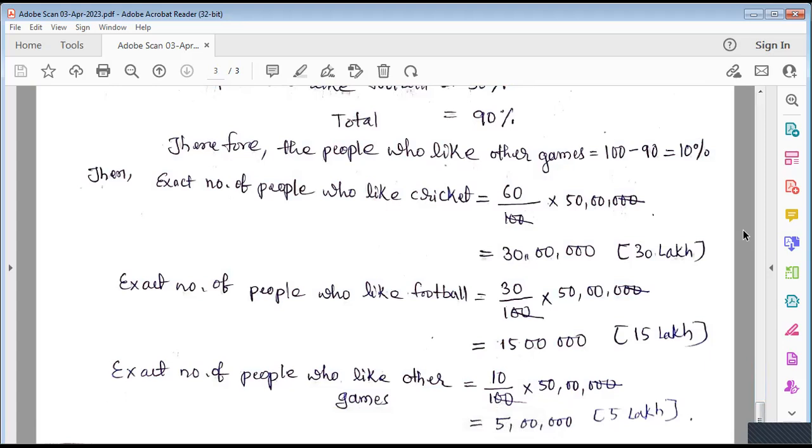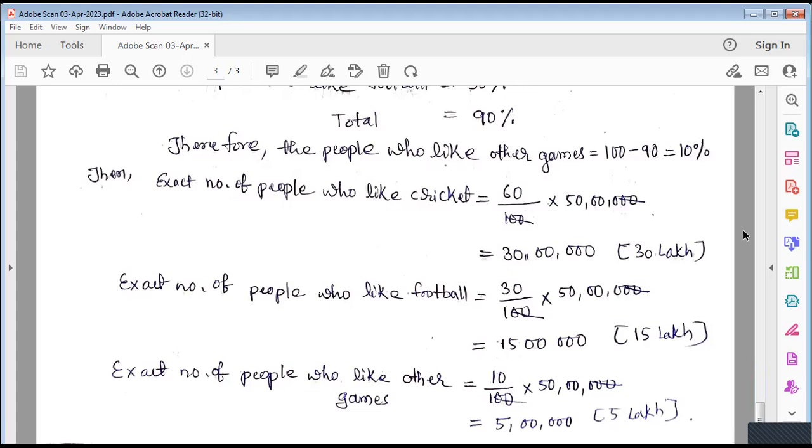Look at the last part of the problem. 10 by 100 into 50 lakh. Again, two zeros and two zeros get cancelled. 1 into 5 is 5. Then how many zeros? 5 zeros you write. So it becomes 5 lakh. So in this way, I got the exact number as 5 lakh. That means 5 lakh people like some other games.